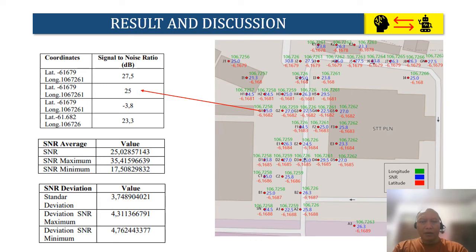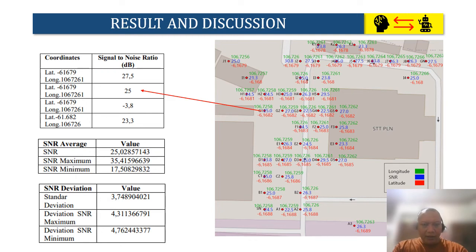Now, for the result and discussion from these experiments, we have a variety of values of signal to noise ratio at several points that indicate the travel of the end nodes. So this is an example of the SNR values. These are the coordinates, and this is the SNR value, and one example is 27.5, and this is 25, and this is minus 3.8, and this is 23.3.